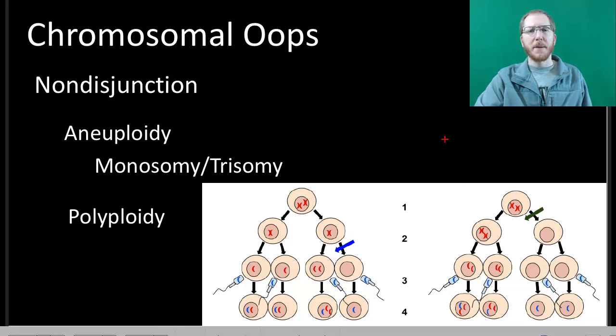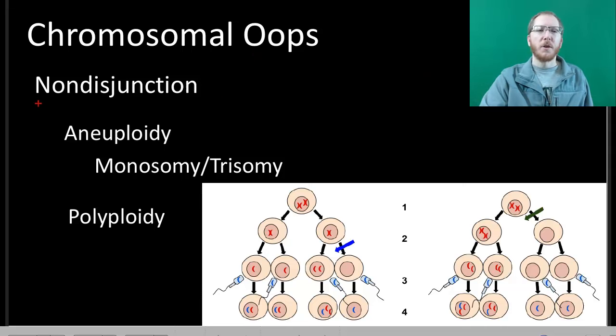So now we're going to talk about how the fact that genes are on chromosomes can allow us to screw things up. And when I say allow us to screw things up, I mean allow for mutations. These aren't always bad. This can allow for us to get new varieties of things. In some cases, it can allow for speciation. But these are things that are still going to happen accidentally and lead to those changes, good or bad. So chromosomal screw-ups, chromosomal oops.